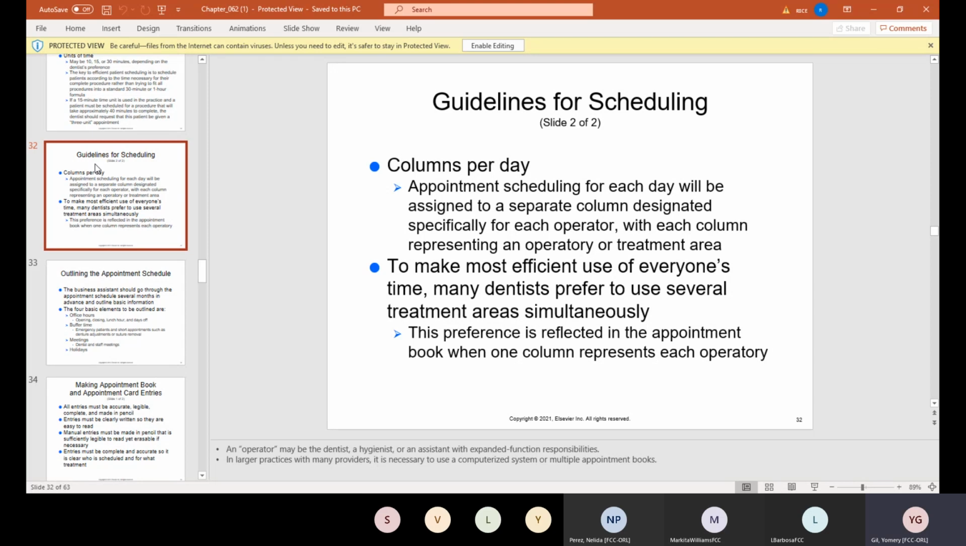So to make most efficient use of everyone's time, many dentists prefer to use several treatment areas simultaneously. This preference is reflected in the appointment book when one column represents each operatory. So with my doctor, because we used to have 5 columns with the emergency column and 4 assistants, each assistant would have a patient at the same time. And then the doctor would rotate from room to room depending on what was being done with each patient.